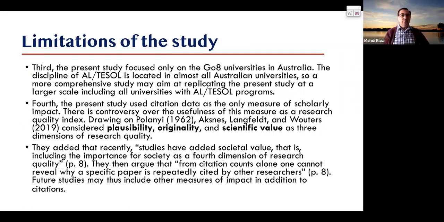The third limitation of the present study is that we focused only on the group of 8 universities in Australia. The discipline of Applied Linguistics and TESOL is located in almost all Australian universities, so a more comprehensive study may aim at replicating the present study at a larger scale, including all universities with Applied Linguistics and TESOL programs. And the fourth limitation of the present study is that we use citation data as the only measure of scholarly impact.